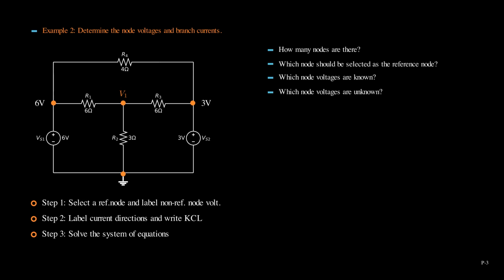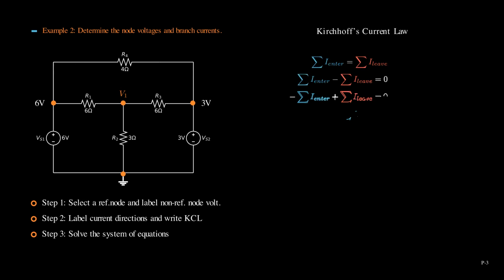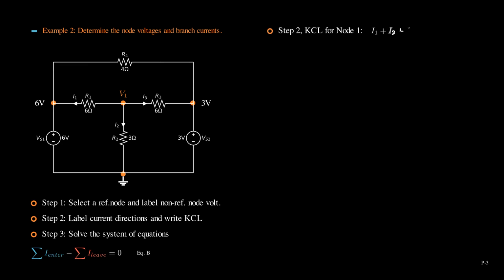The next step is to label current directions and write KCL. I also want to remind you of the KCL equations. You may copy this down on paper because we will refer to these equations later. As discussed earlier, the current direction does not matter. Let's go ahead and label them all to flow away from node 1. Then, we will have the KCL equation as I1 plus I2 plus I3 equals 0.